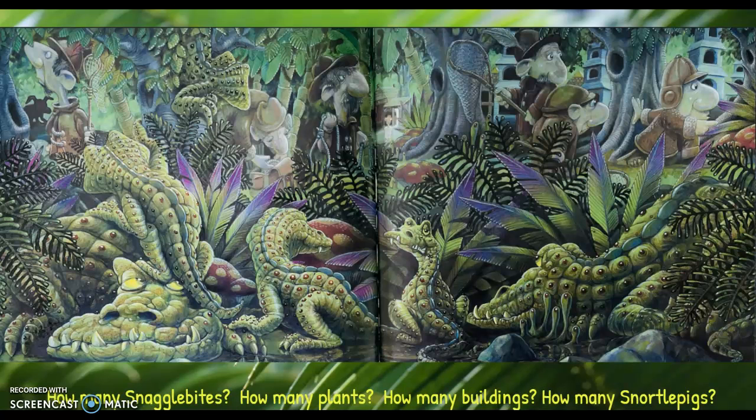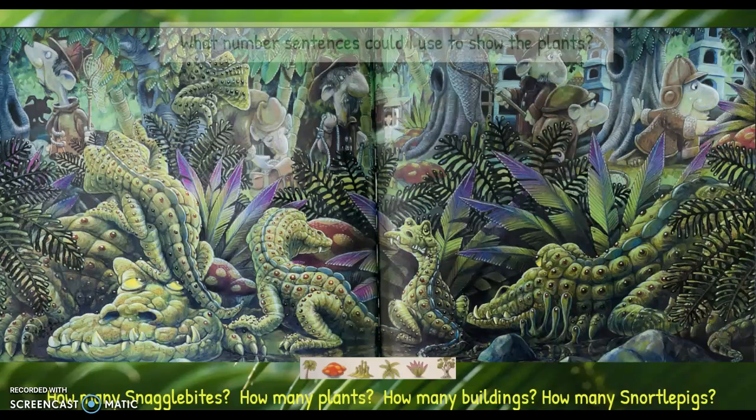How many plants do you see on this page in Uno's garden? What about the number of buildings? Is something changing in the forest and in the garden? And how many snortle pigs do you see? There are 6 plants on this page. See if you can pause the video and count to see the number of plants.